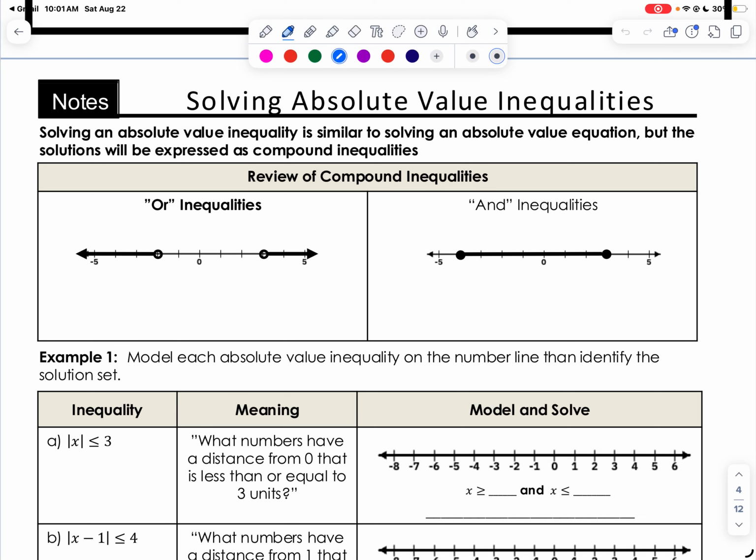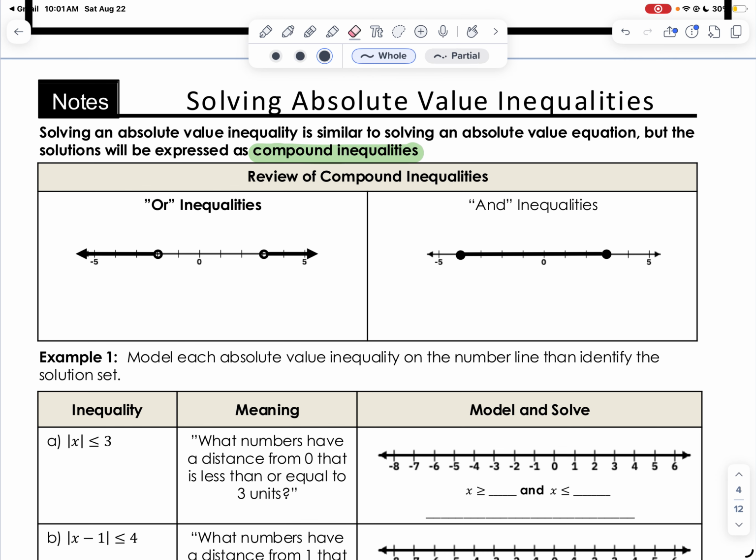In today's lesson, we will be solving absolute value inequalities. So solving an absolute value inequality is similar to solving an absolute value equation, but the solutions will be expressed as compound inequalities. So let's review compound inequalities.